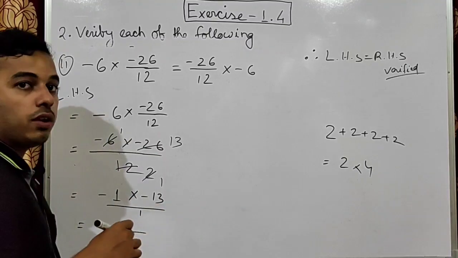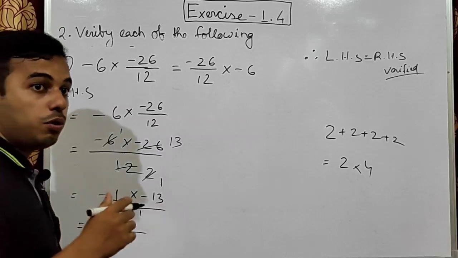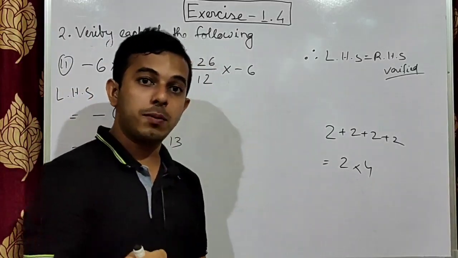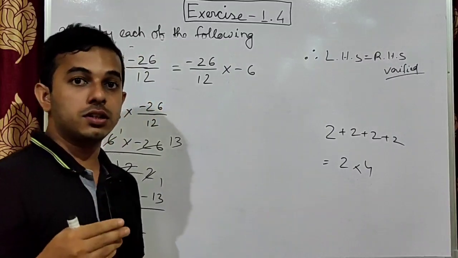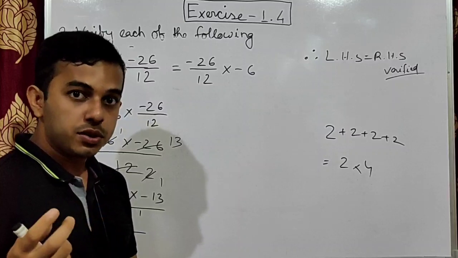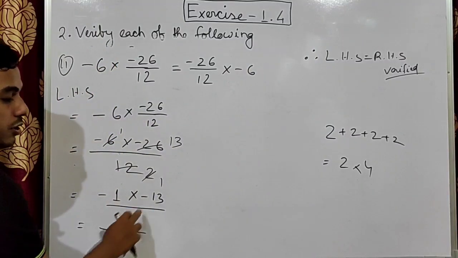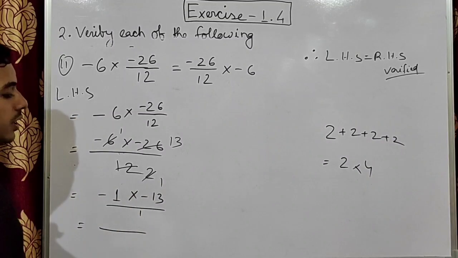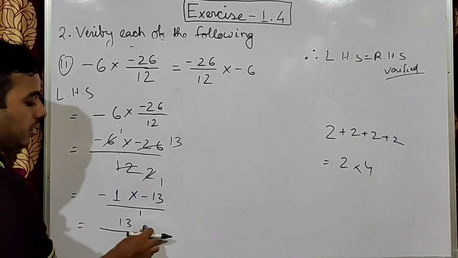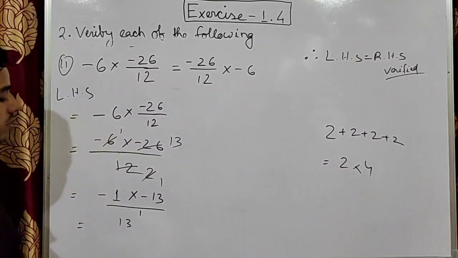So what will it be? Minus minus. In our previous classes I have told you that when we multiply two negative integers or fractions, the result will be what? The result will be positive. So here also minus minus will be plus. Now 1 into 13 is how much? 1 into 13 is 13, divided by 1 means what? 13. I hope this is clear to you how 13 has come. Very good.